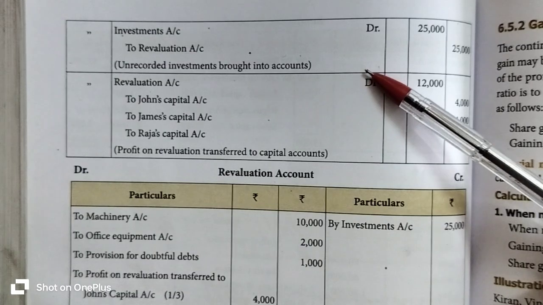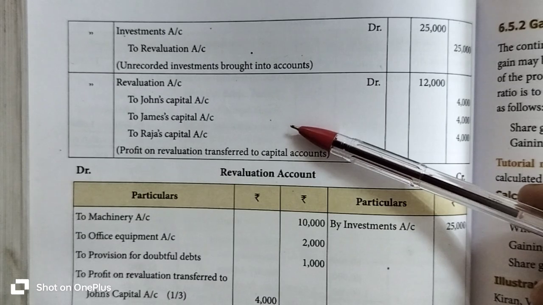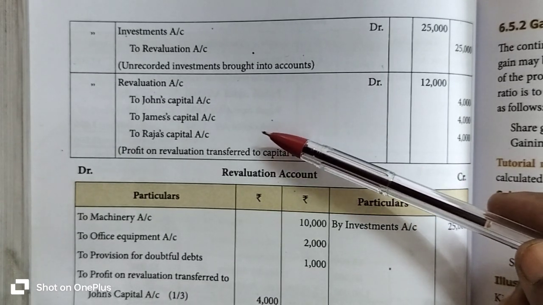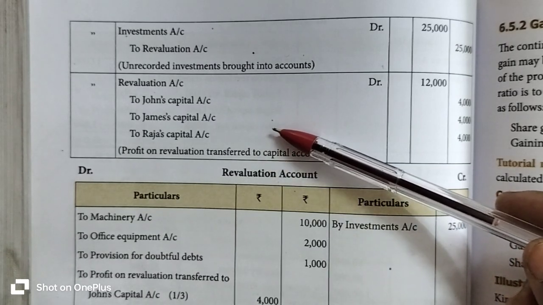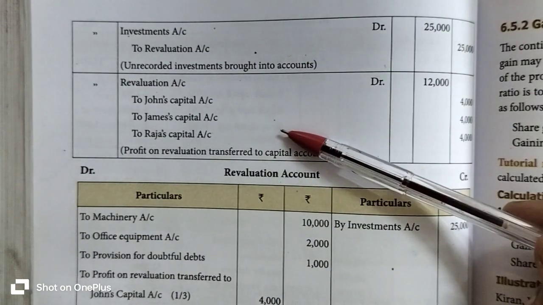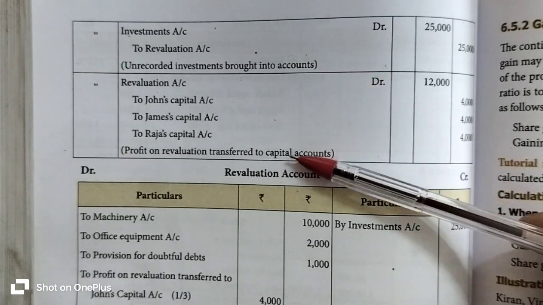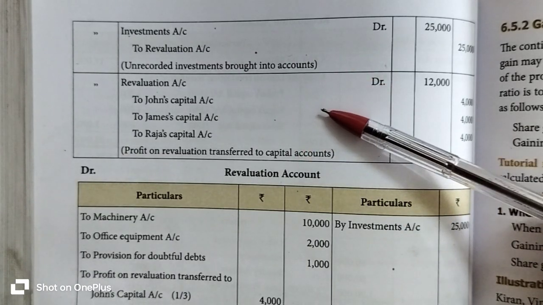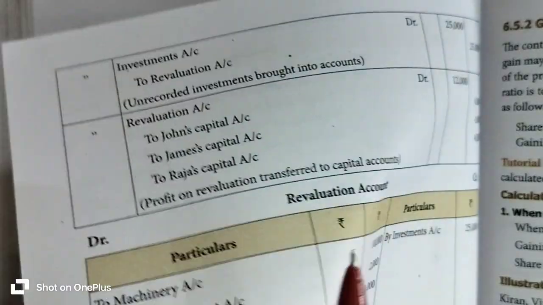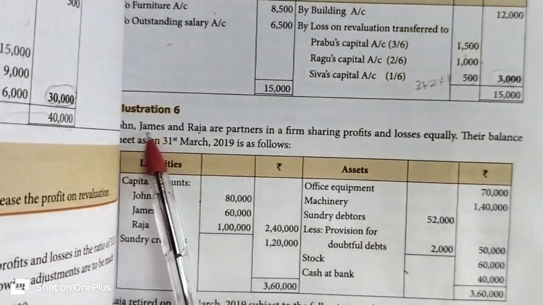After recording the given information by passing the journal entries, you have to leave some space to pass the entry for the revaluation account profit or loss, whichever you get from the journal entries. You have to pass it here into the journal entry. So for that you have to leave some space. How much space can you leave? How many partners are given in the question? Let's check it. Okay, there are three partners. Who are they? John, James and Raja.